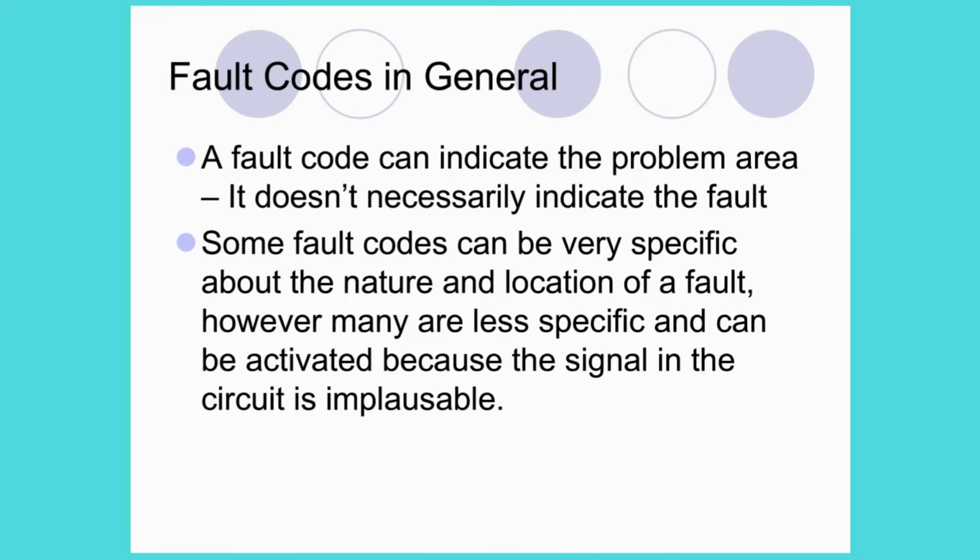A fault code can indicate the problem area. It doesn't necessarily indicate the fault. Some fault codes can be very specific about the nature and location of a fault. However, many are less specific and can be activated because the signal in the circuit is implausible.